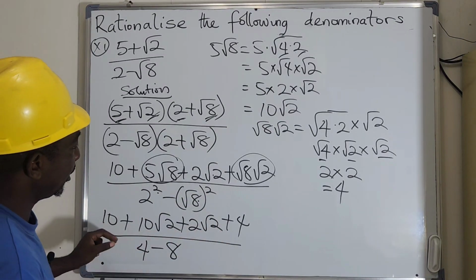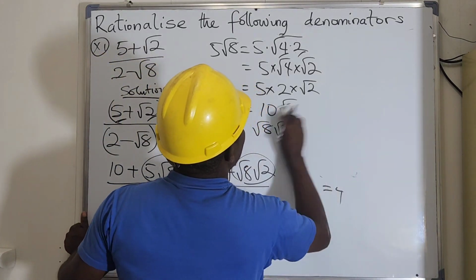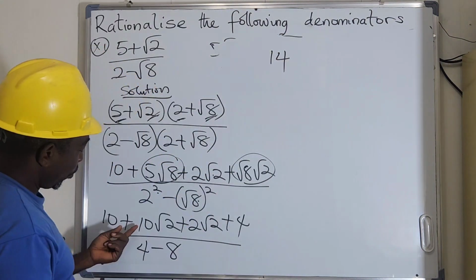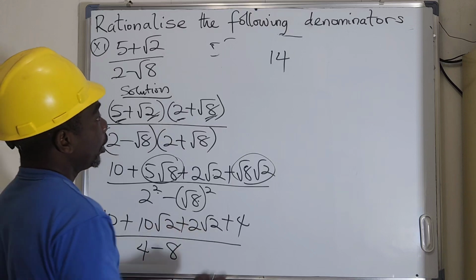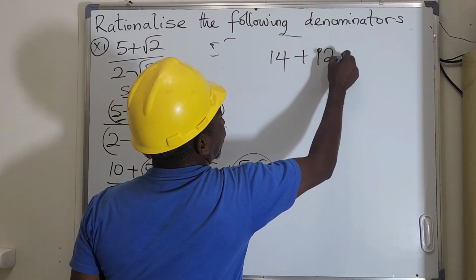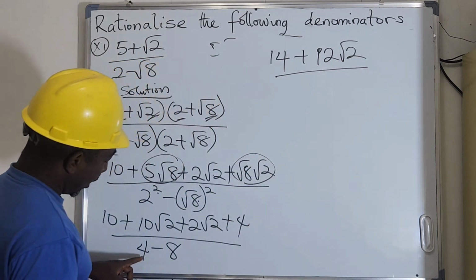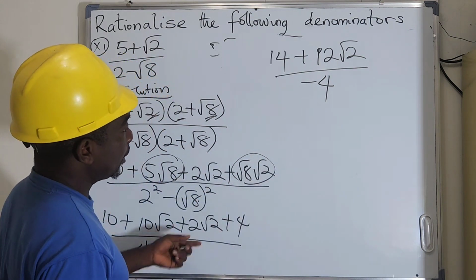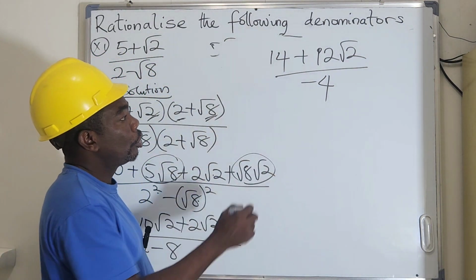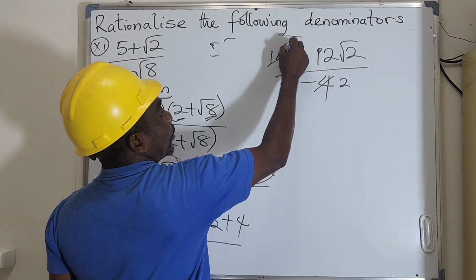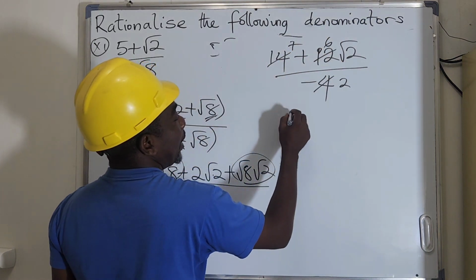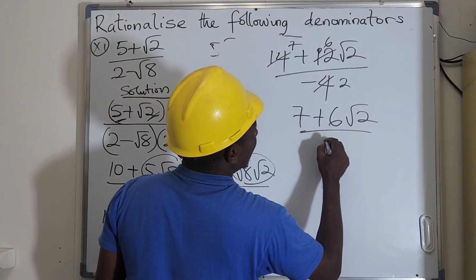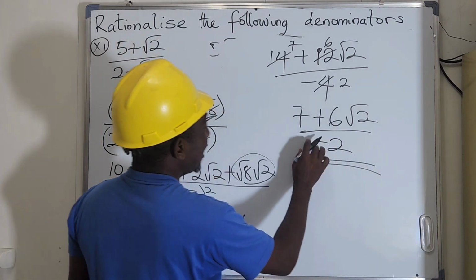So collecting like terms here, it's going to be 10 plus 4, which is 14. So we have 10 root 2 plus 2 root 2, which is going to be plus 12 root 2. All over, we have 4 minus 8, which gives us minus 4. So in this case, we can divide all through by 2. 2 will cancel here, 2 will cancel here to give 7, 2 will cancel here to give 6. We are now left with 7 plus 6 root 2 all over minus 2. So this is the answer to this.